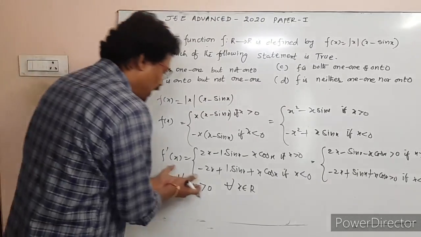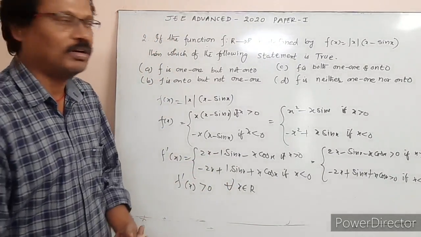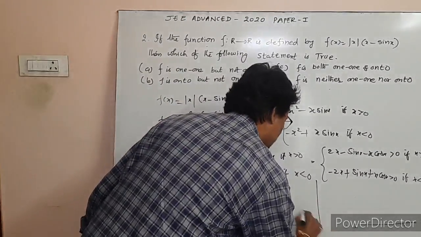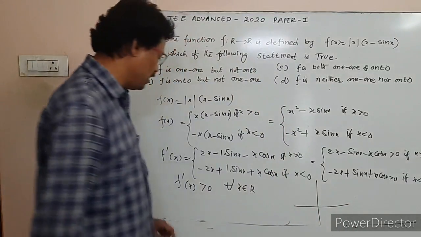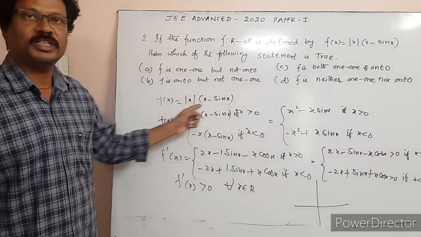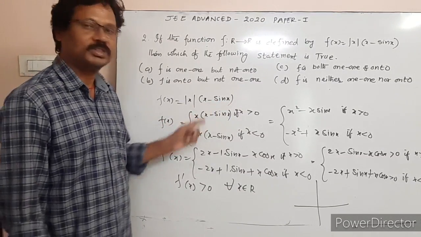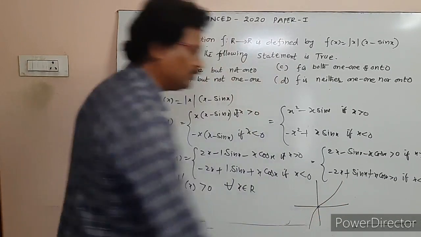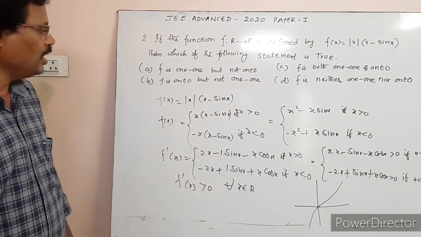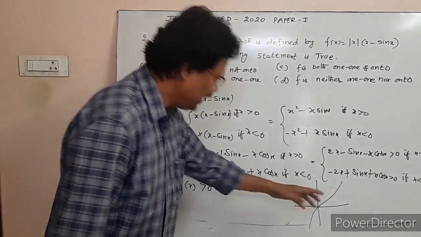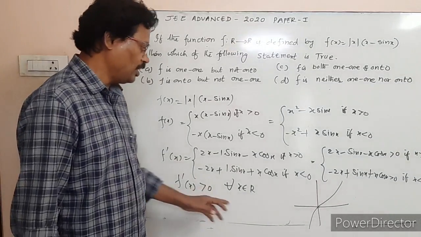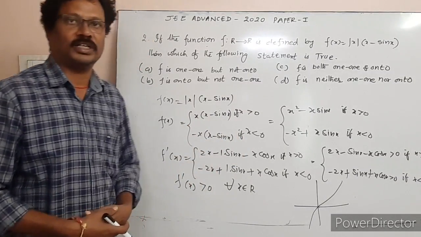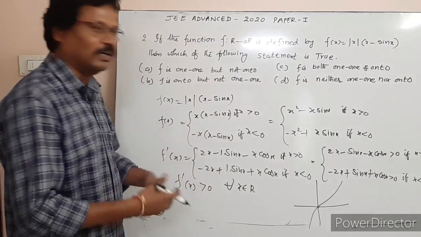Now see that if f dash x is greater than 0, then f(x) is strictly increasing. Therefore that graph will be like this. That is strictly increasing. If x is 0, then this will be 0. Therefore this is like this. Okay. Now see that f dash x is strictly greater than 0, therefore the function is strictly increasing. Now every strictly increasing function, right, is one-one.